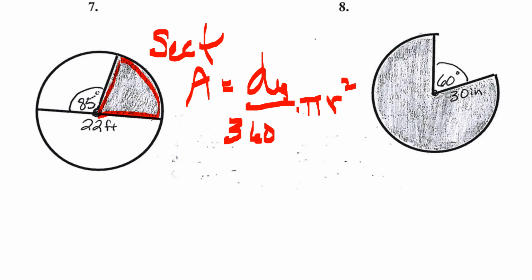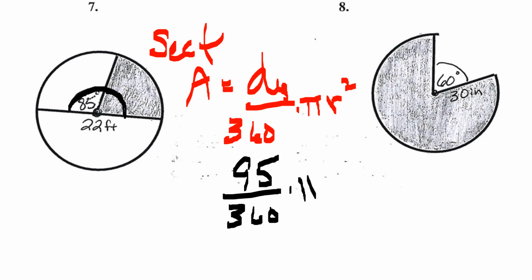So, what is my degree? I got 85, but that's not the shaded part. I need this part. Well, that's just an easy 180. Subtract 85, and I'm going to have 95 for my degree over 360 times pi times, is 22 the radius? What about if it's in the center? No. 22 is the diameter when they write it in the center like that. So the radius would be half of that, 11.